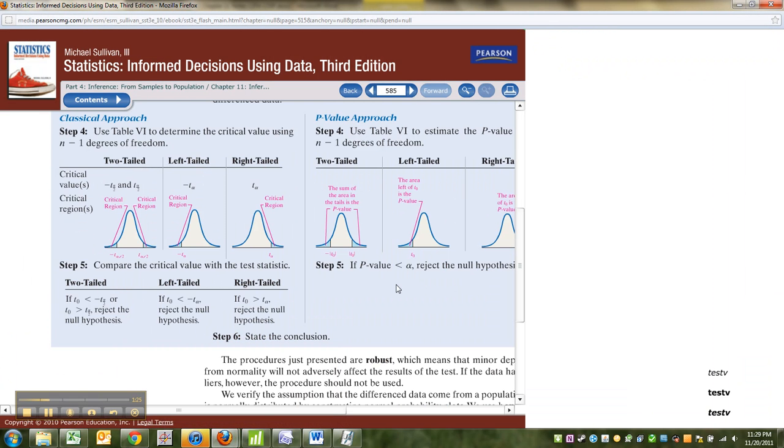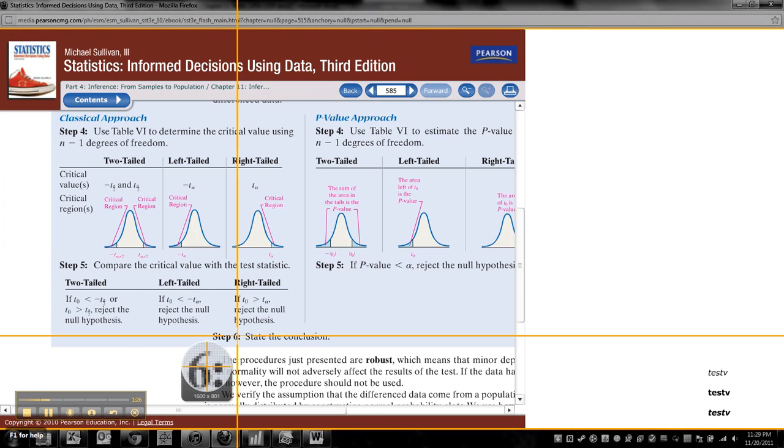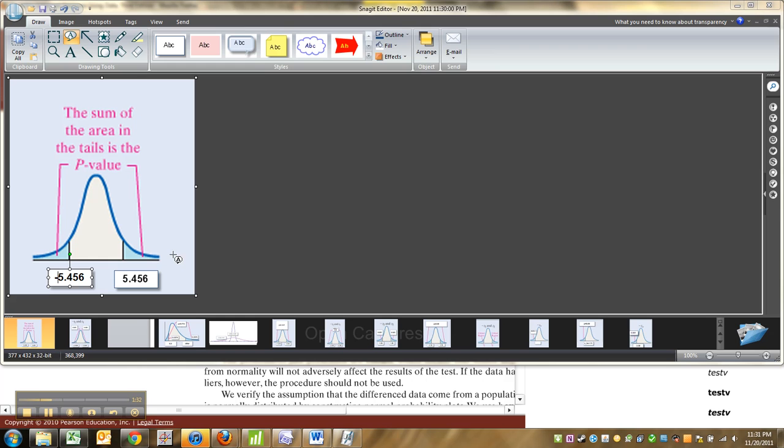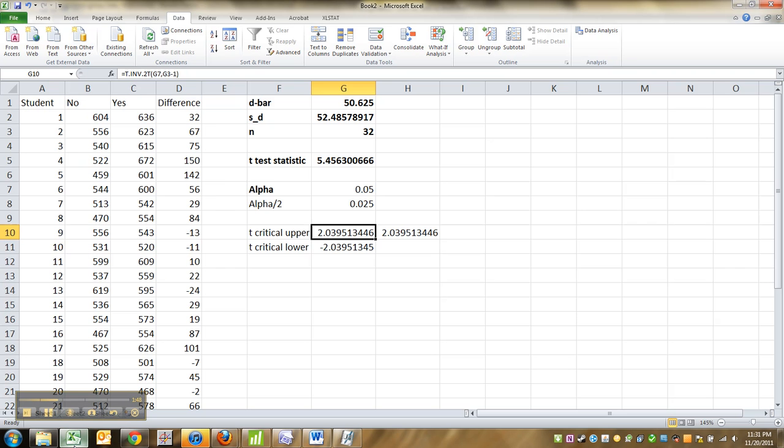They are going to be different from each other. Let me draw this picture. Okay, so this value over here, a critical value, this test statistic is 5.456. Then its opposite is also 5.456, but it's negative. And then the p-value is the area in both tails put together. And again, we're going to need to find that with Excel.